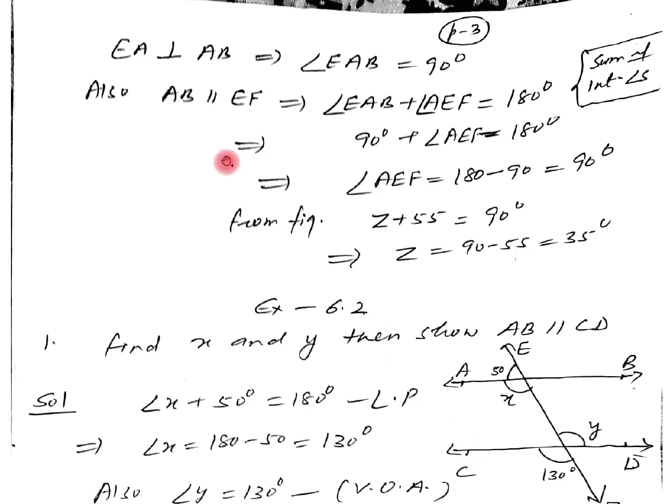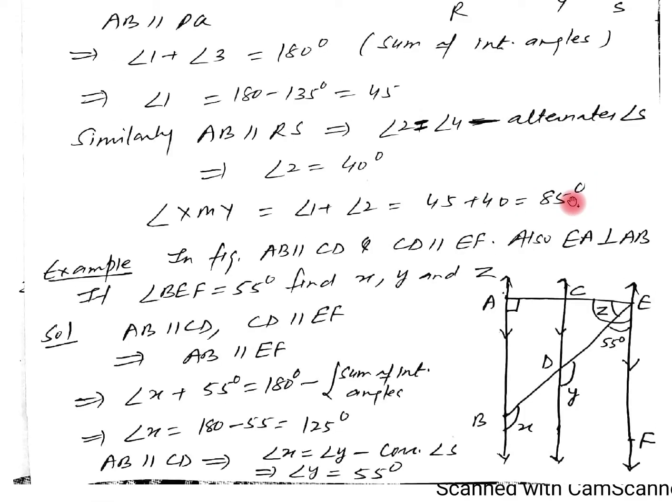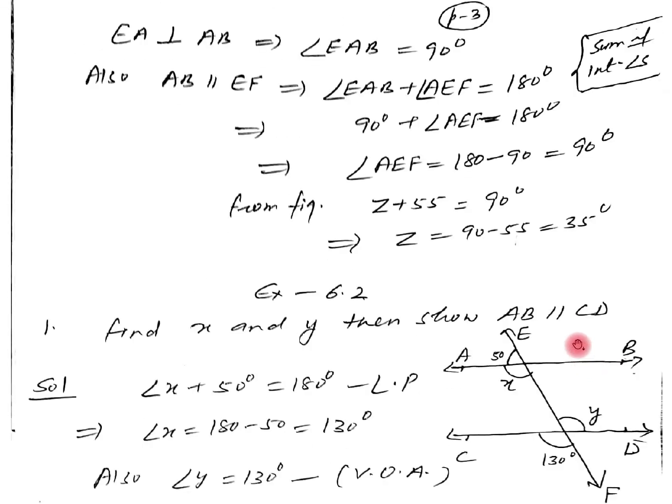Now AB is parallel to EF, therefore angle EAB plus angle AEF equals 180 degrees, the sum of the interior angles. This angle is 90 degrees. Putting it here, we get angle AEF equal to 180 minus 90 equal to 90 degrees. Now just see in the figure, the whole angle is 90 degrees, and we have to find the value of Z. Z is this angle. Therefore the value of Z is 90 minus 55 equal to 35 degrees.